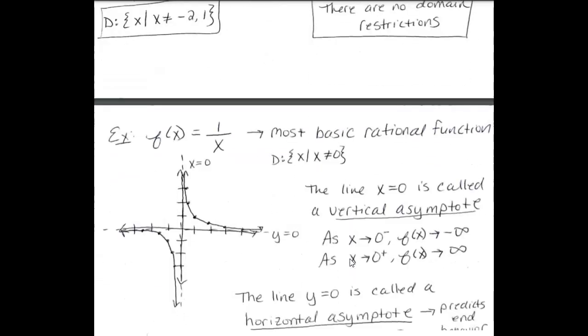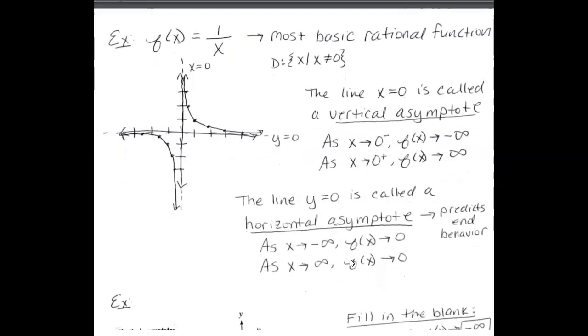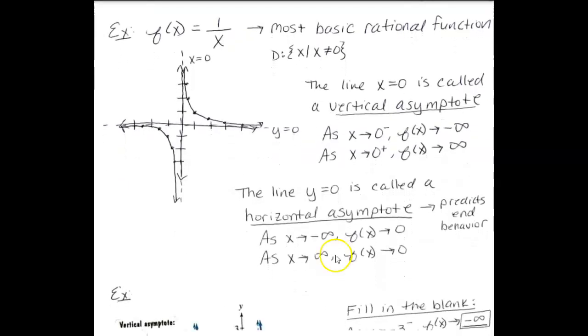All right, so let's start to talk about what graphing rational functions looks like. Let's look at this first example here. This is the most basic rational function you could possibly see. f of x equals 1 over x. So my domain of this would be the set of all x such that x is not 0.